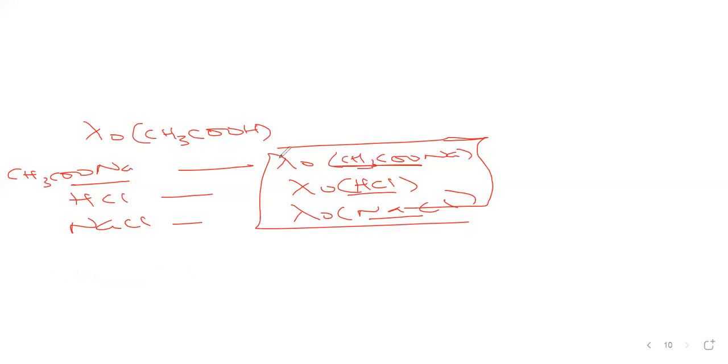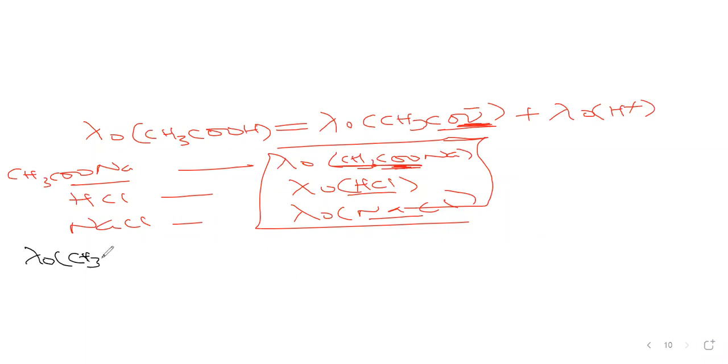Look at sodium ethanoate. This one is equal to the molar conductivity of the ethanoate ion, according to Kohlrausch's law, plus the molar conductivity at infinite dilution of the sodium ion. Then where do I get the ethanoate ion from? I get it from here. So to simplify my work, the molar conductivity at infinite dilution of ethanoic acid will equal the molar conductivity at infinite dilution of sodium ethanoate, because from the sodium ethanoate I want the ethanoate ion.